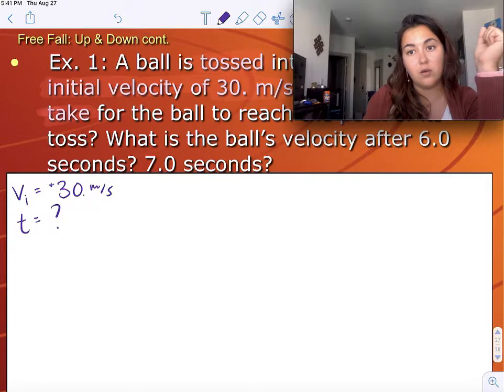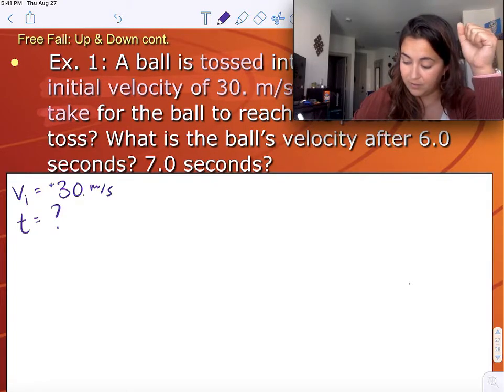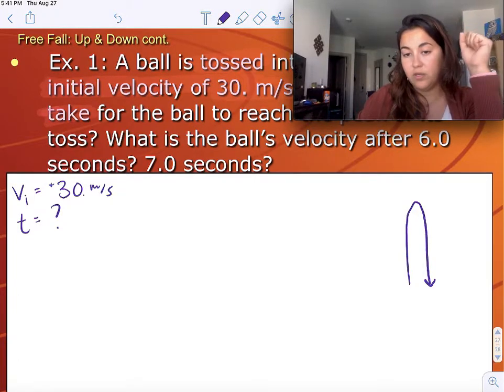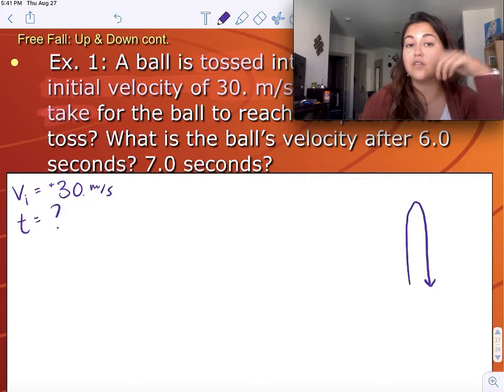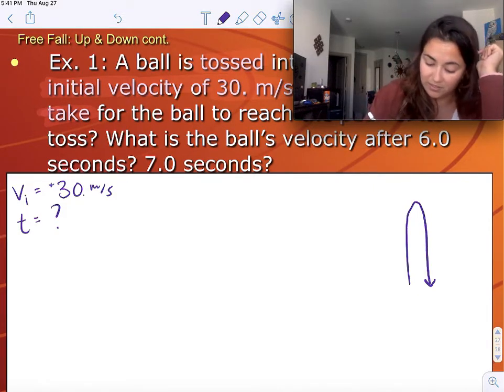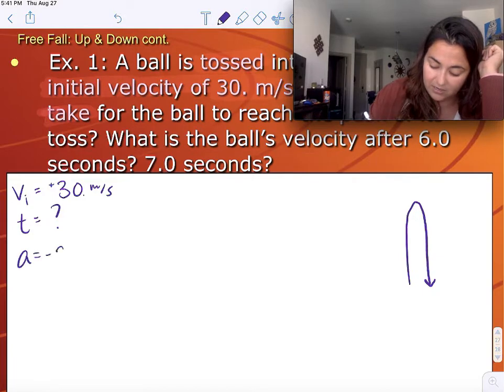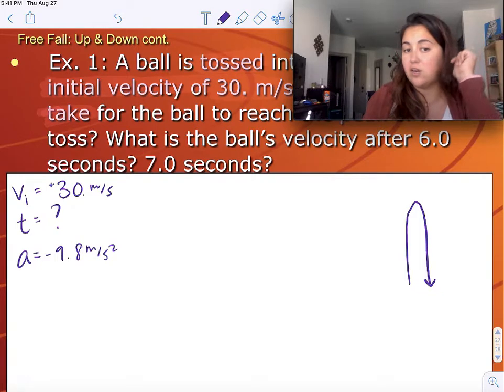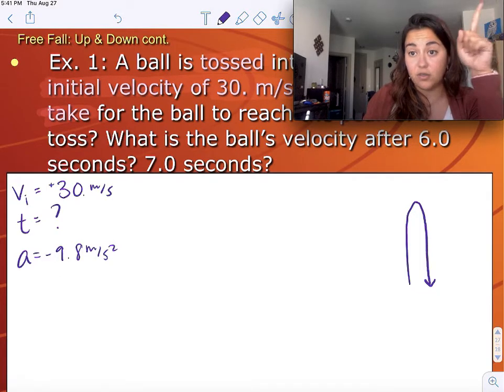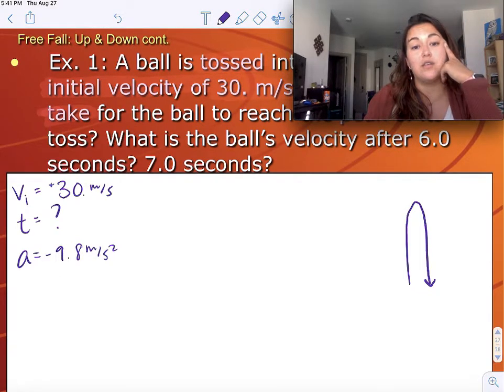Here's my trick. Here's what I like to do. We have something that's tossed up into the air and comes back down. We can always assume a couple of things, just like with your free fall dropped problems. I can always assume that when something is being affected by gravity, its acceleration is negative 9.8 meters per second squared, if gravity is the only thing affecting the motion of the object. There is something else I can assume.